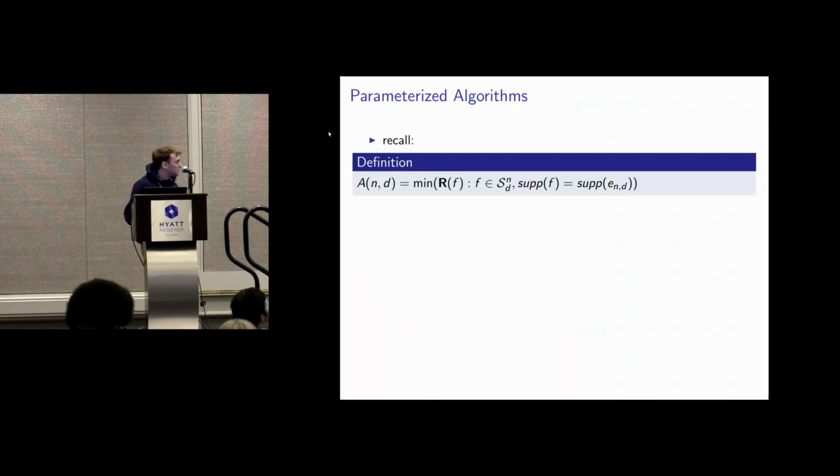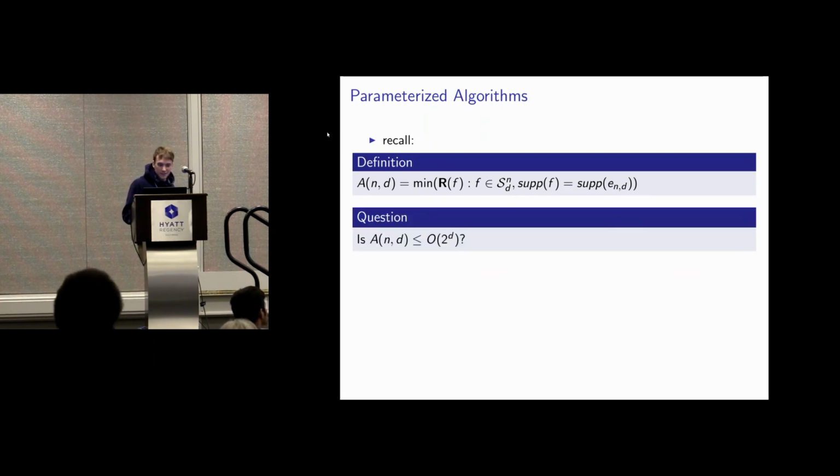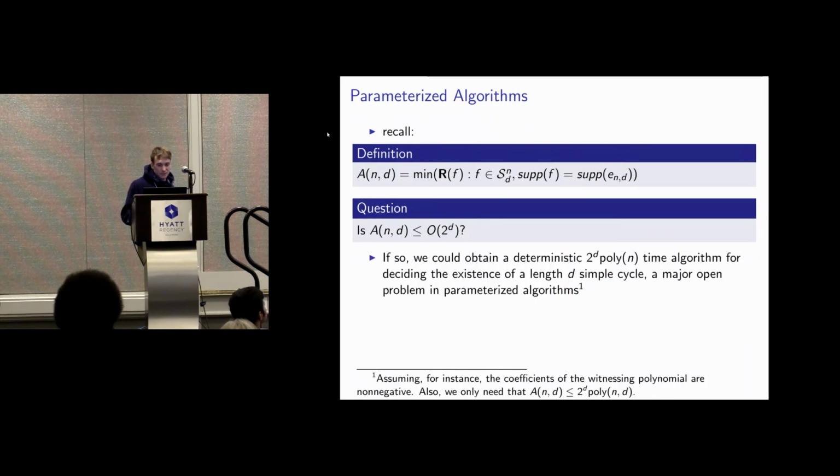So just to summarize this problem here, here's the definition of a(n,d). And the question that I would like to know is, can you bound this by big O of 2 to the d? And the reason I'm interested in this is because this provides a path to obtaining a deterministic 2 to the d times poly n time algorithm for problems like deciding the existence of a simple cycle of length d in a graph, which is a major open problem in parameterized algorithms.